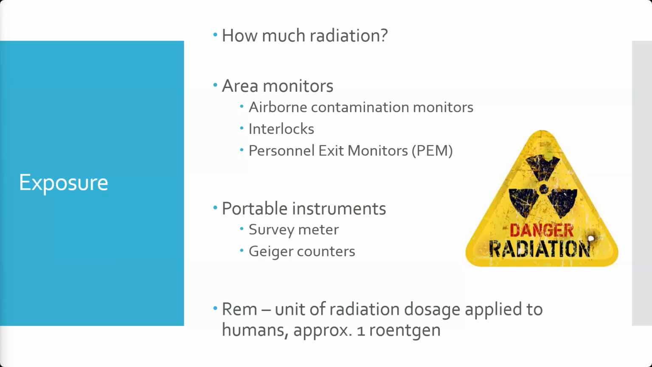The ways we do that: if you're in an area where you have a permanently set up facility, you might have an area monitor, things like airborne contamination monitors, and what are called personal exit monitors. Those automatically scan you for radiation as you enter or exit an area, particularly exit, to make sure there's no radioactive material, dust or whatever that's gotten on you. Interlocks are multiple doors you have to go through to prevent air exchange. Those are pretty extreme.